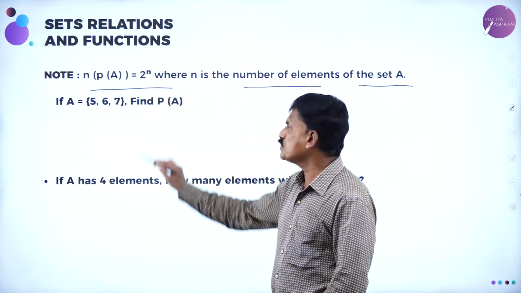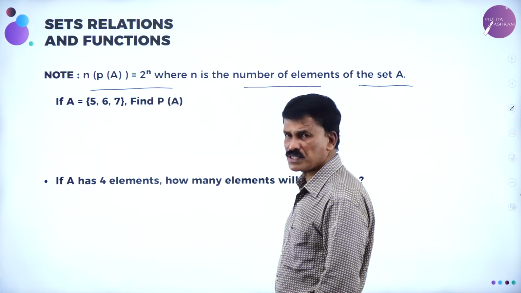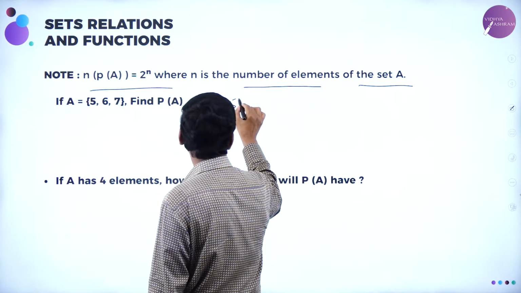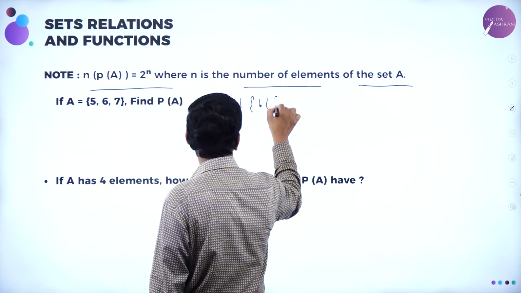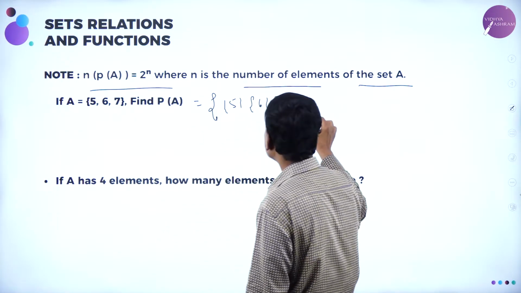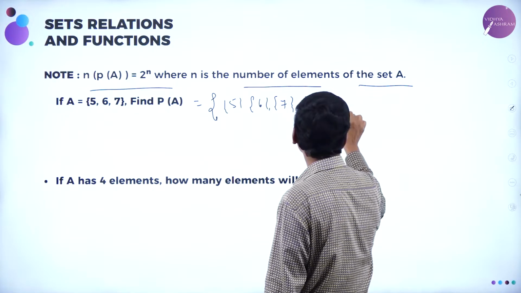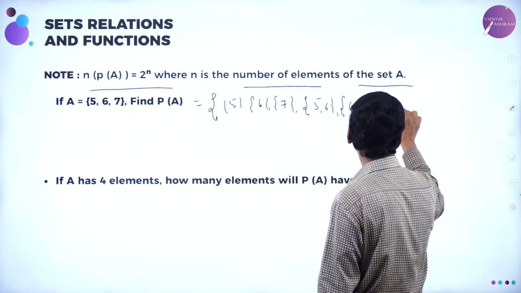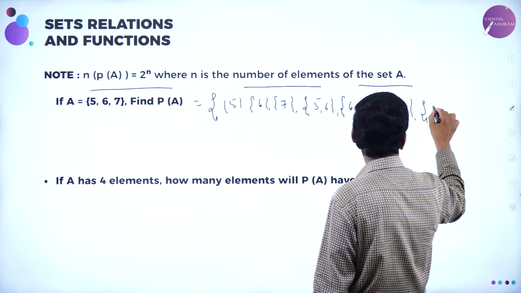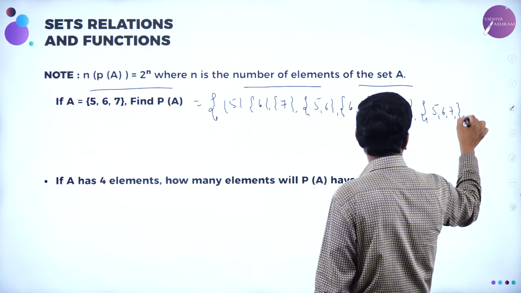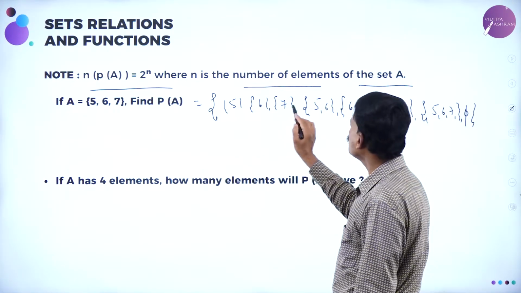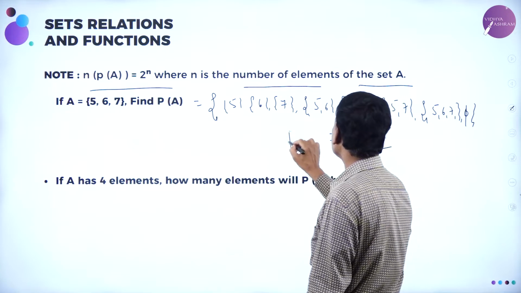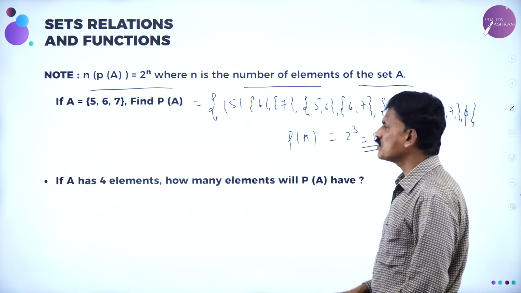where n is the number of elements of the set A. Suppose A contains 5, 6, 7, then the power set of A is nothing but the set of all subsets. So, that is nothing but {5}, {6}, {7}, then {5, 6}, {6, 7}, {5, 7}, then the whole set {5, 6, 7} and the null set. See, 1, 2, 3, 4, 5, 6, 7, 8. This is 2 cube is equal to 8. So the number of elements of P of A is 8.